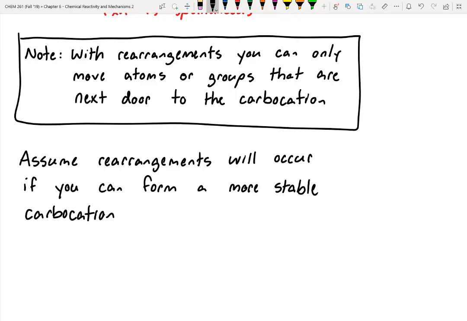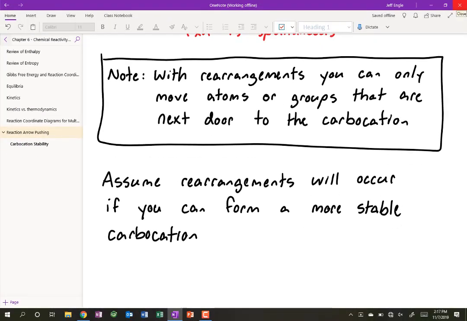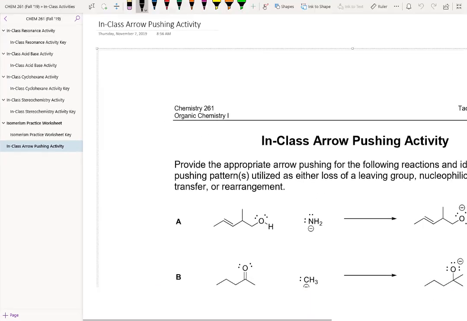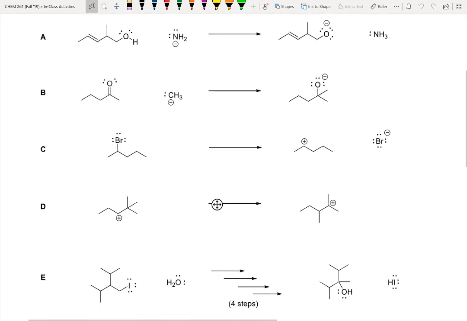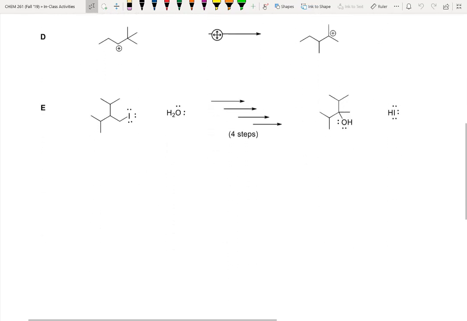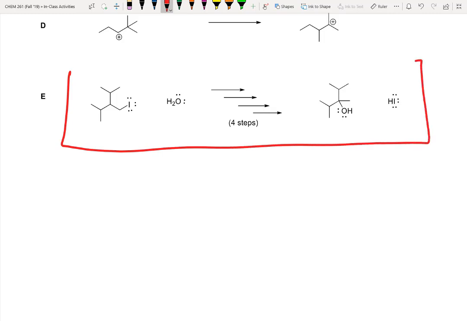All right, so that's really where we're going to end off today. I apologize that we didn't have enough time to get into our in-class activity, but let's take a look. The in-class activity is already giving you the starting materials and products, and it just wants you to fill in the arrows that are missing for part A through D. And then E is a challenge problem. E is meant to be a challenge problem. I will not put a problem like E on the exam, but if you're up for a challenge, see if you can figure out how to get from these starting materials to these products.